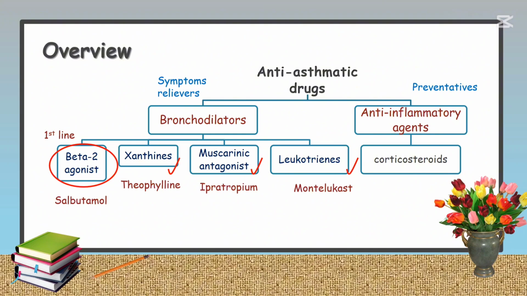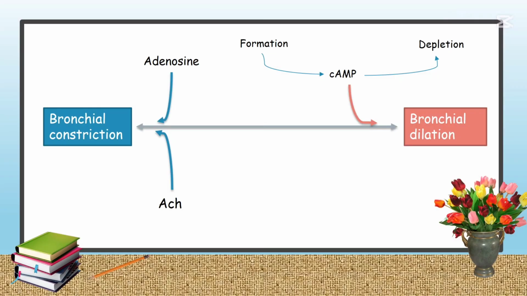The main drugs used for their anti-inflammatory effect are corticosteroids. For example, fluticasone. Regulating bronchial constriction and dilation. The slide depicts a simplified pathway explaining how bronchial smooth muscle tone is regulated. On the left side, we see factors contributing to bronchial constriction.